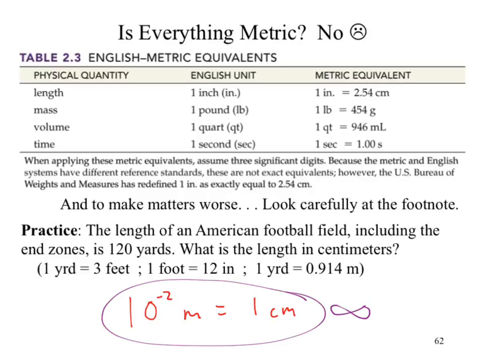Take it a step further. There's a footnote. What does the footnote say? It's exact. Some of those English to metric conversions are defined. The one in particular they reference, 1 inch is exactly 2.54 centimeters.